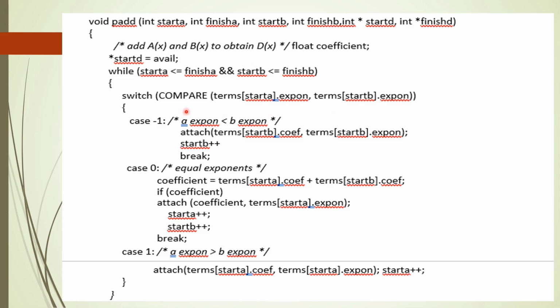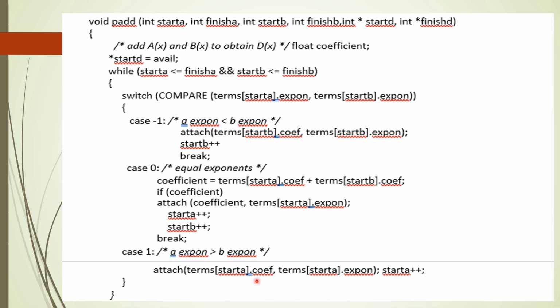So the compare function will return either 1, 0 or -1. If it returns 1, it means the leading exponent of the first polynomial is greater than the leading exponent of the second polynomial. If that is the case, you have to attach the term from the first polynomial to the resultant polynomial, and you have to discard the term by increasing start A. So start A plus plus means start A is pointing to the next term. That is, for the next iteration, the term that you have added to the resultant polynomial should not be considered. For that, I will increment start A plus plus.